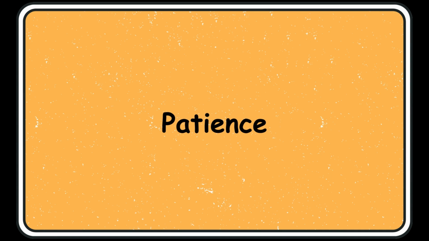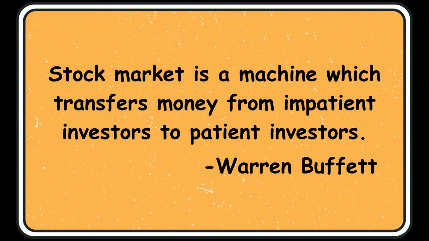One more important thing that is needed to use the SIP rule of 15-15-15 or 15-15-30 is patience. Market will test your patience before rewarding you. That is why Warren Buffett says the stock market is a machine which transfers money from impatient investors to patient investors. People who are impatient sell when the market is low and jump in and buy when the market is high. So both have to be avoided.